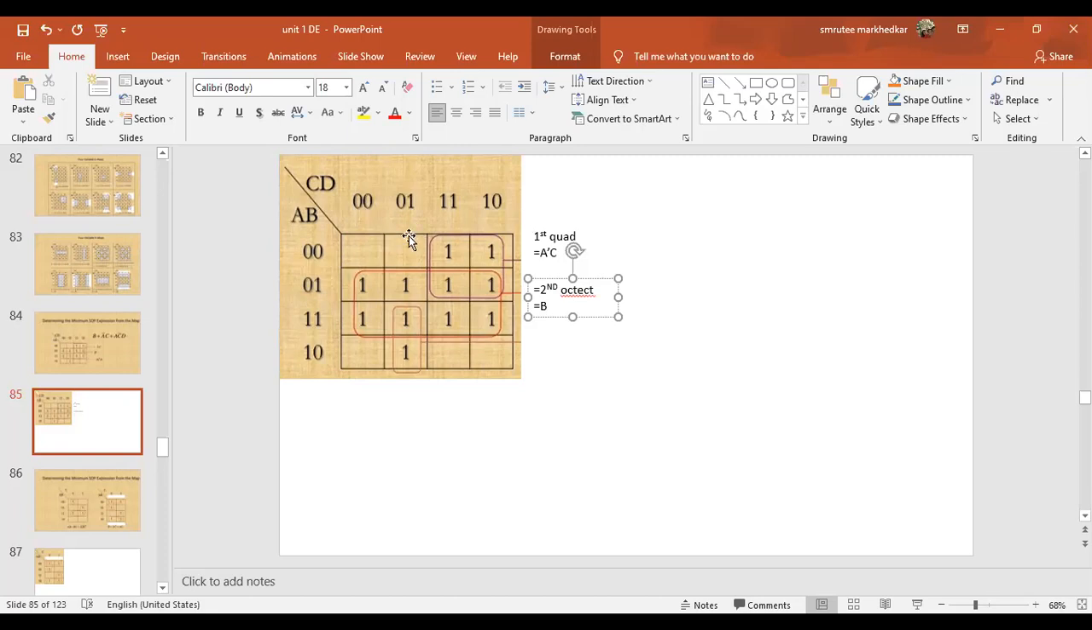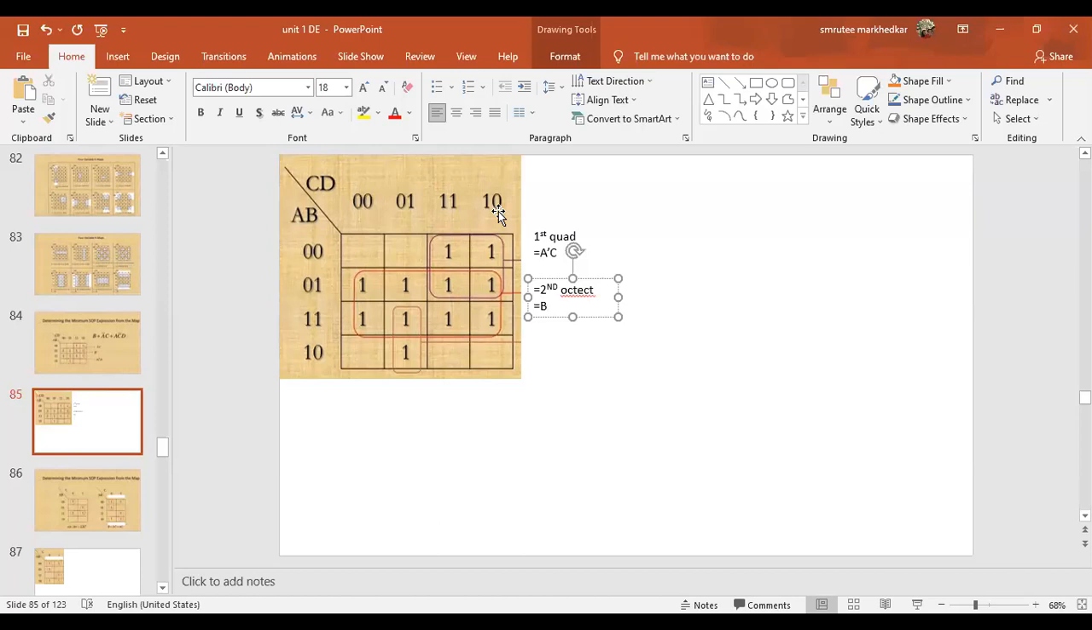If I see vertically, this entire octet is spread from 00 to 10. That means 00 and 11 are complement to each other, so it's ignored. Then 01 and 10 are complementary to each other, ignored. That means we don't have any terms of C and D in this equation. So you can see the octet has actually reduced it to a single term.